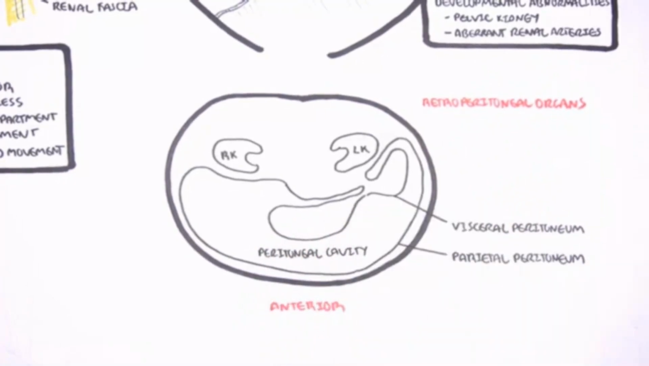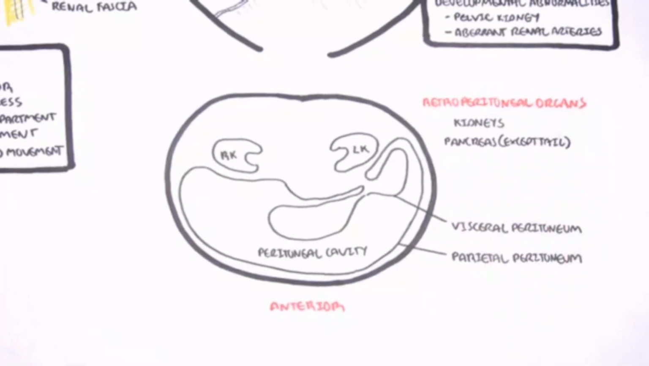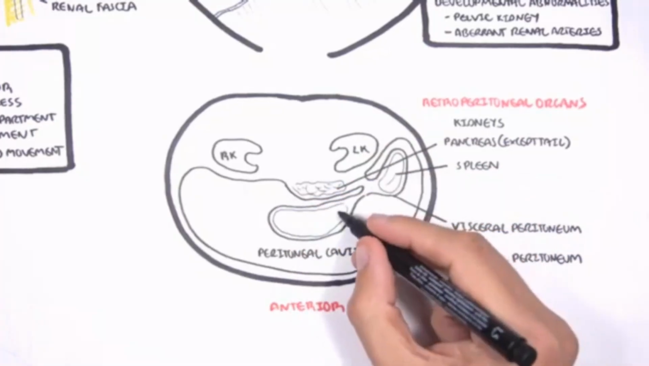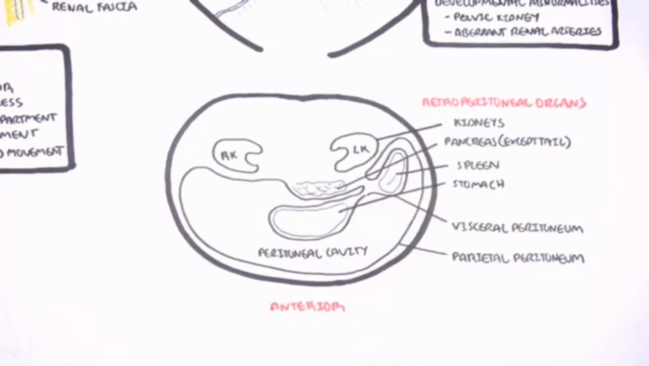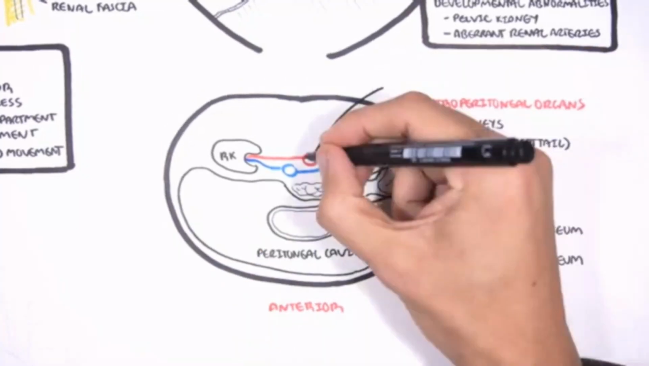Retroperitoneal organs include the kidneys, the pancreas, except for the tail of the pancreas, the spleen, and the stomach. Just to orientate what we learned about the kidneys, remember the inferior vena cava and the renal vein sit in front of the descending aorta and the renal arteries.